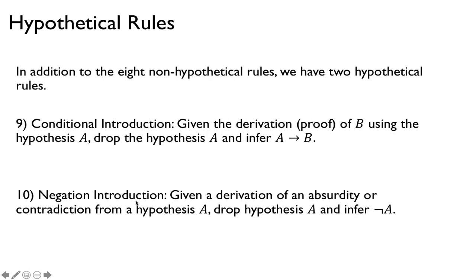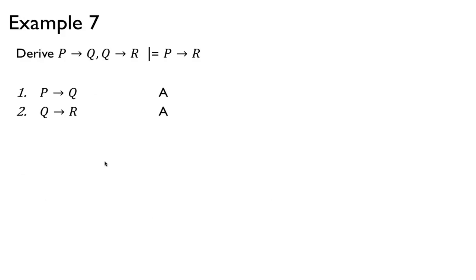And then the negation introduction says that suppose I have a proof of some contradiction from assuming A, then I can drop the hypothesis A and infer not A. Because by assuming A, I get a contradiction, it must be true that not A is true. Alright, so these are a little more confusing, but if we do a couple of examples, this will be very clear. So let's do a few more examples.